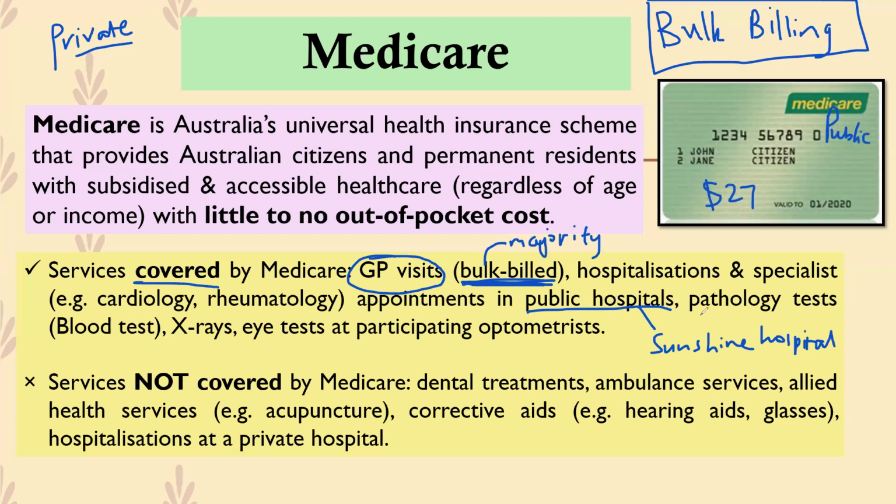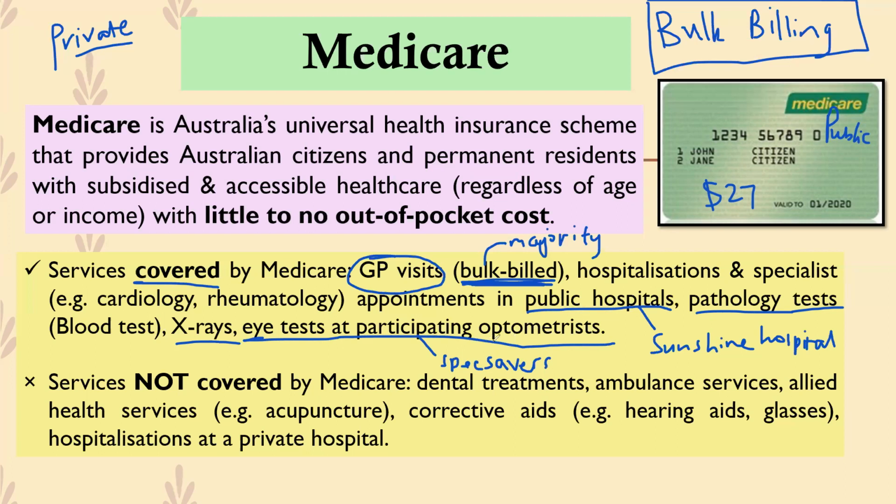Pathology tests. So pathology tests are everything to do with blood tests, anything like a diagnostic test. X-rays are covered, and so are eye tests at participating optometrists. So if you go to Specsavers or OPSM, usually their eye tests are fully covered by Medicare. You just show your Medicare card and you get the eye test done.